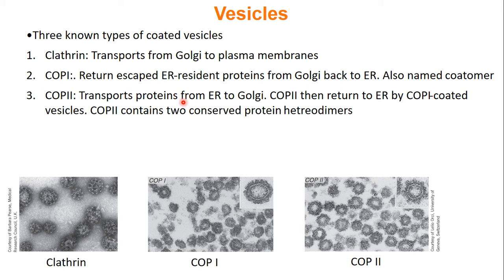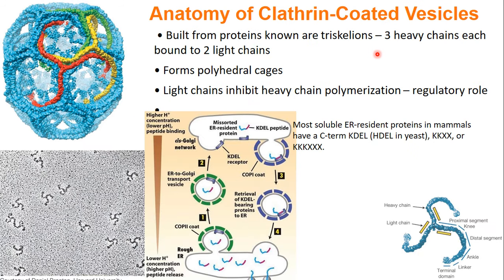COP2 will take proteins from the ER to the Golgi. So proteins can go from ER to Golgi, that's COP2. COP1 is the reverse of that. Clathrin goes to the membrane. COP2 can return any COP1 coded vesicles as well back to the ER. Or rather, it will return via COP1 coded vesicles to the ER.